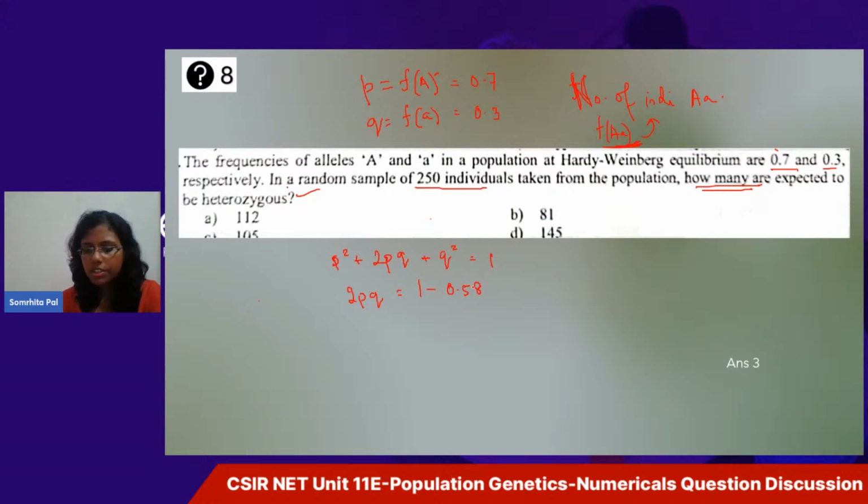Now, how did you get 0.58? I have simply squared these. Wait, I've missed a step. P is 0.7, so P square equals 0.49, right? And Q square is equal to 0.09. So the total will be 0.58. Okay, so straight away I can find 2PQ as 0.42. Now if I multiply 0.42 with the total individuals, that is 250, I will get the value of 105.